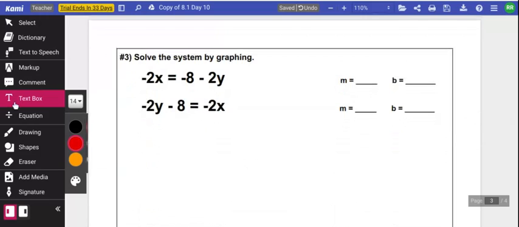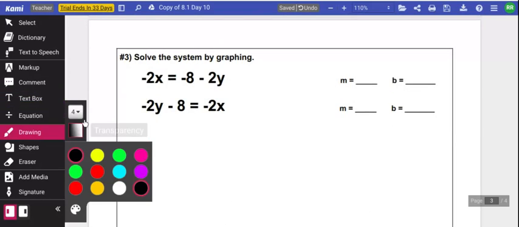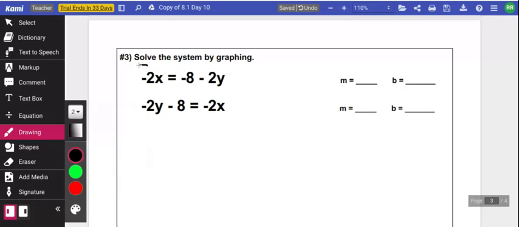Okay, number 3 here, we have this system made up of 2 equations. The top one we can call equation 1, and the bottom we can call equation 2. Neither one of them are in slope-intercept form. And so let's take equation 1 and rewrite it into slope-intercept form.